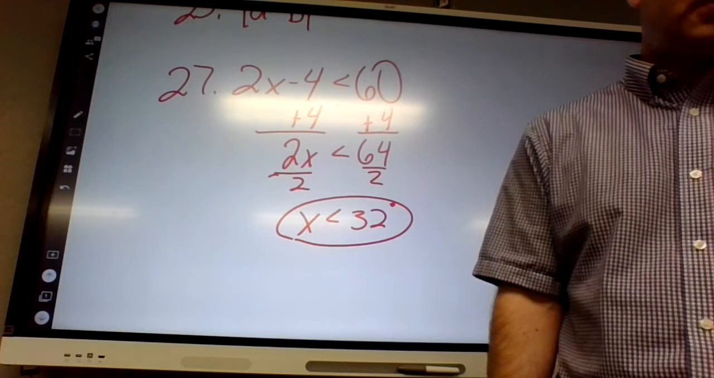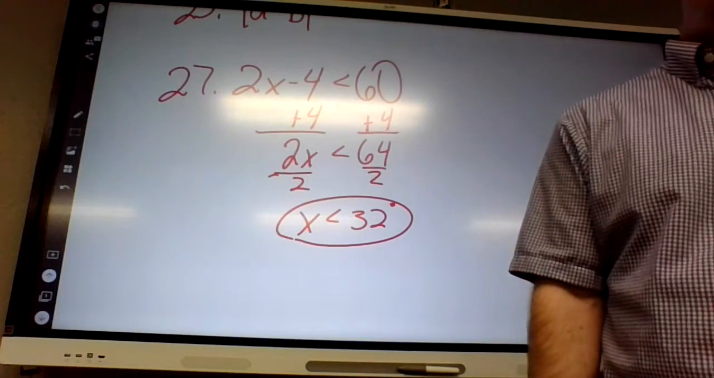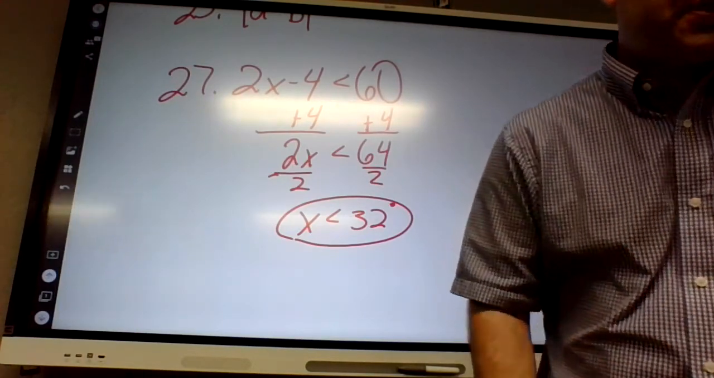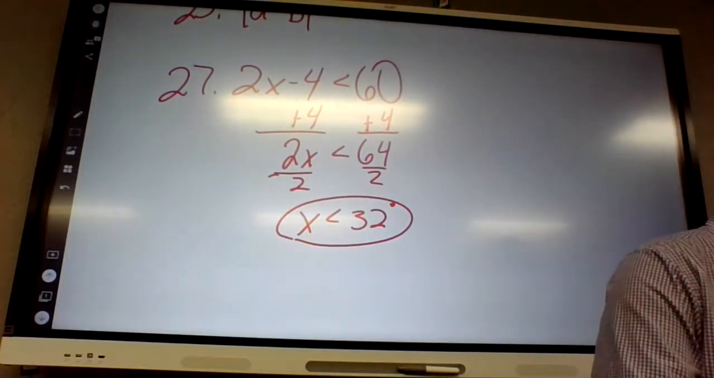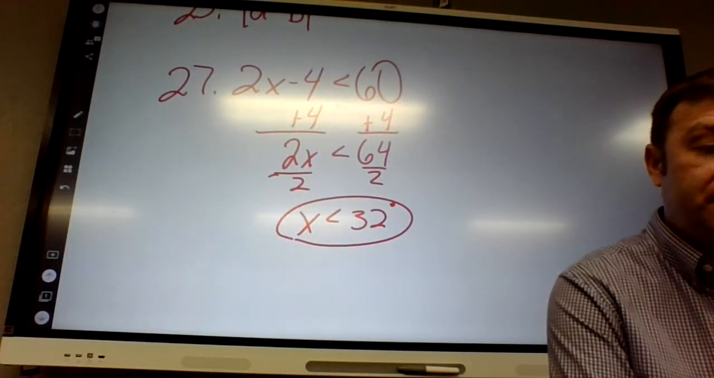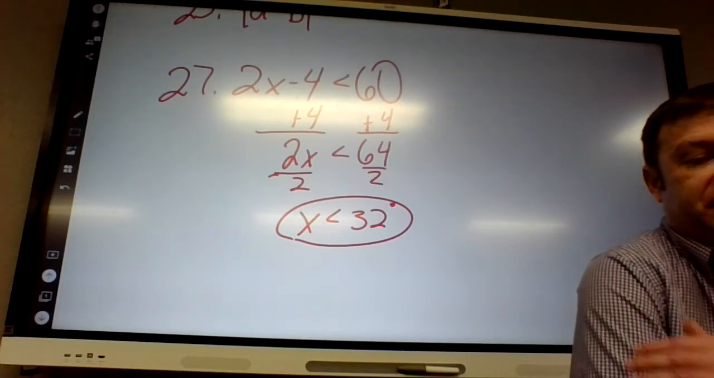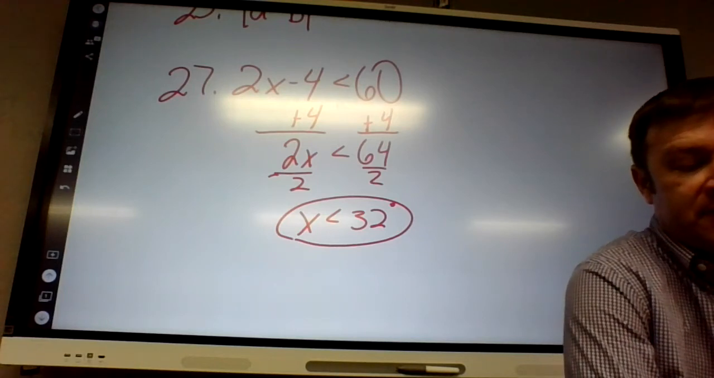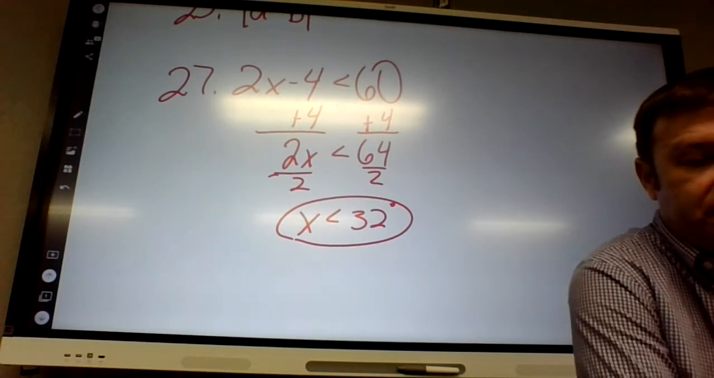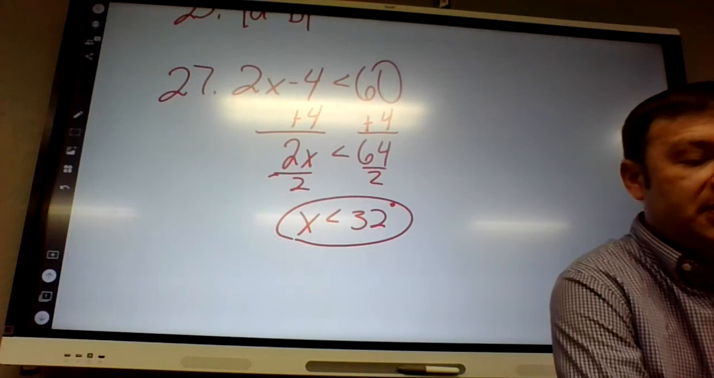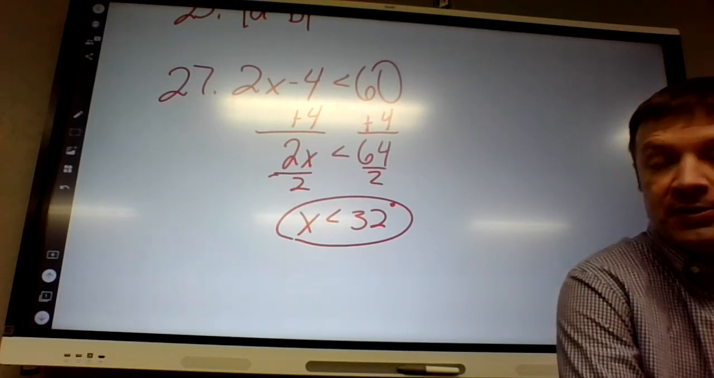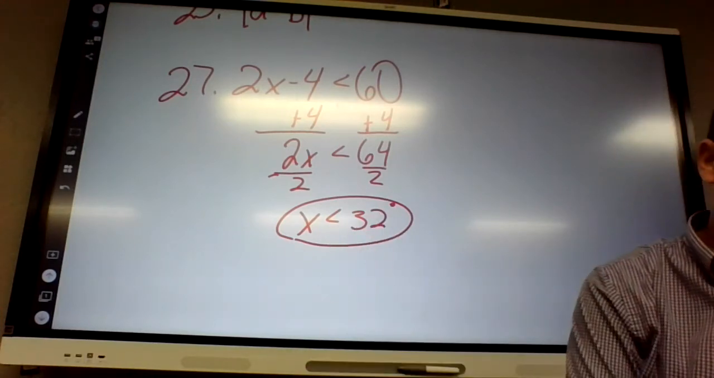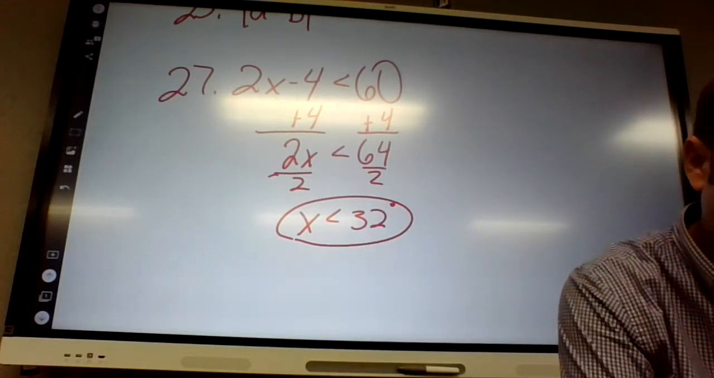I'm not going to make you guys do this, but on 27, x would have to be bigger than 2, because if you plugged 2 in there, you get 2 times 2 minus 4 is 0. You can't have a 0-degree angle. So the book put x is between 2 and 32, because you can't have 0 or negative angle. But we're just going to settle for the upper limit. X is less than 32. It's fine.